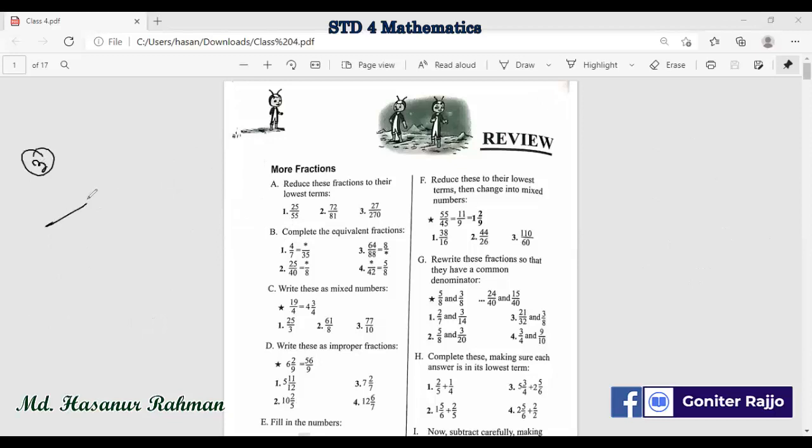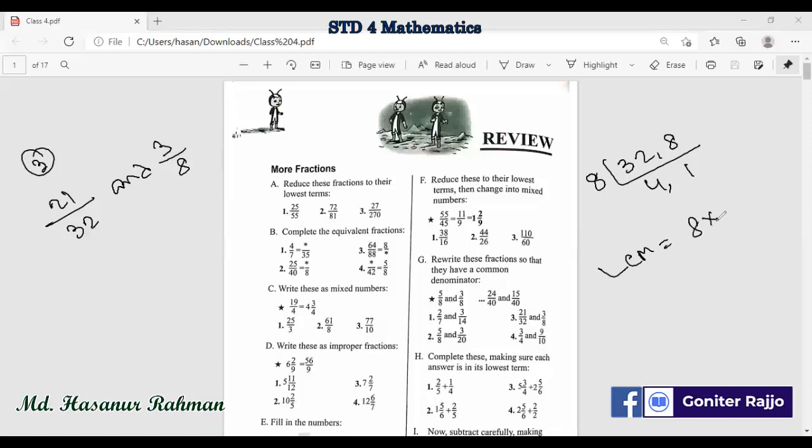Now, number 3. Number 3 says 21 by 32 and 3 by 8. So what is the LCM of 32 and 8? Simple. If we divide 32 and 8 both by 8, then we get 4 and 1. So LCM should be 8 times 4, that is 32. This is the simplest way: you can divide by a big number, no problem. So we can say the LCM of 32 and 8 should be 32.